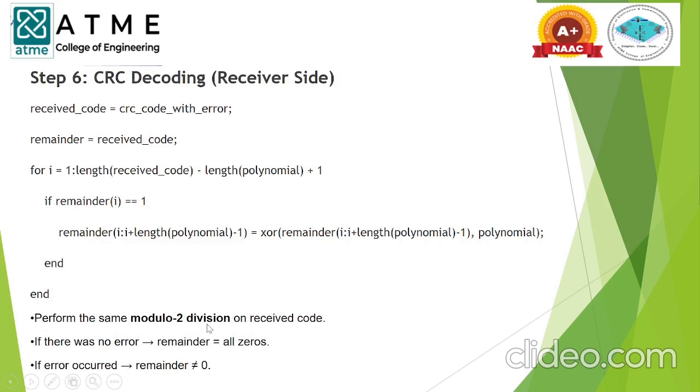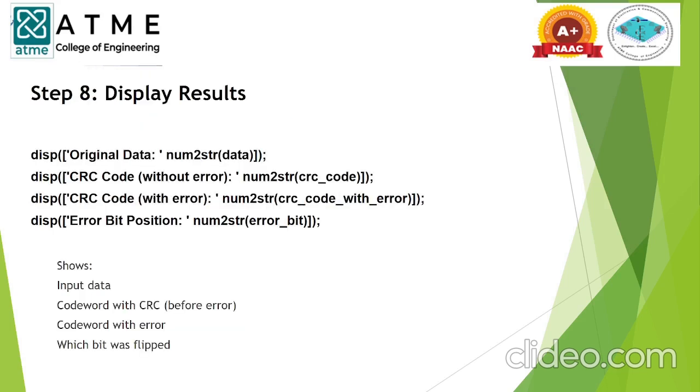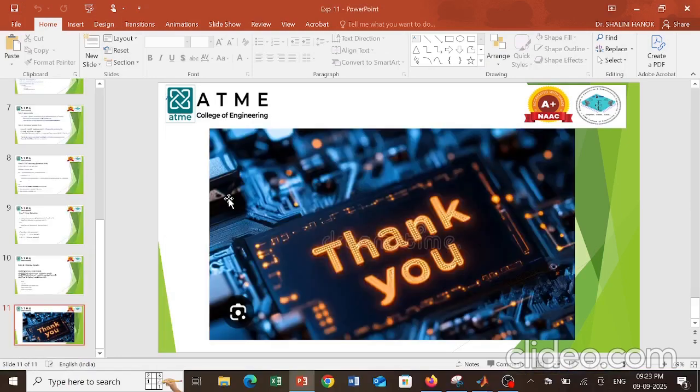It performs the modulo 2 division on the received code. If there is no error, then the remainder will be all 0. If the remainder is not 0, then there is an error. So in error detection, it will detect which bit has the error, and it will display where exactly the error is. This is the part where it displays whatever we want to display. Let me show the hands-on of it.